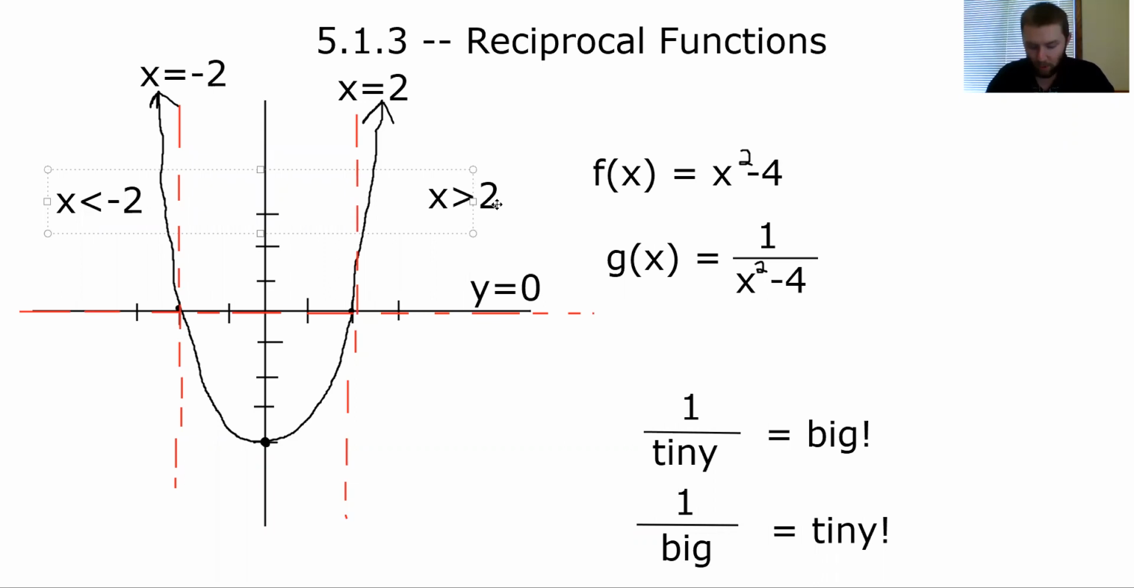And then the next question, where will it be negative? Well, it's exactly in between these two, right? Wherever the original function was negative, our reciprocal function is also negative. So we would write an inequality that says -2 less than x less than 2.